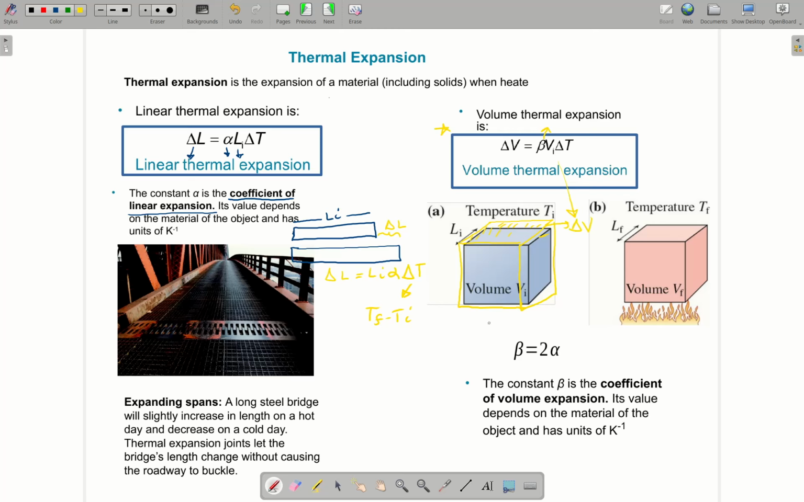If I want to find the final volume, I have to add that delta V to the initial volume. And I get to the final volume. Let's call it V final. The same goes for final length. The final length here would be all this length.